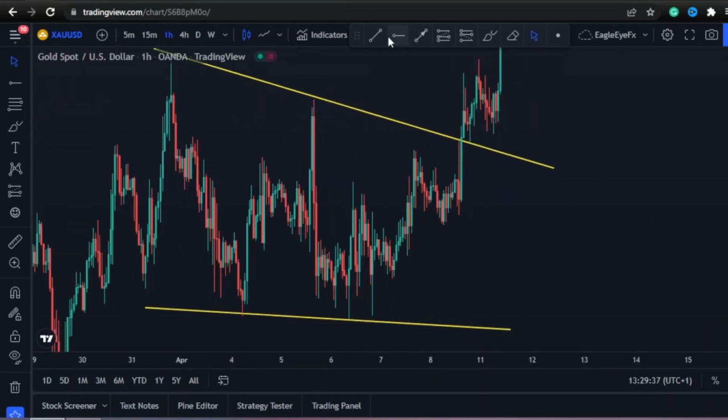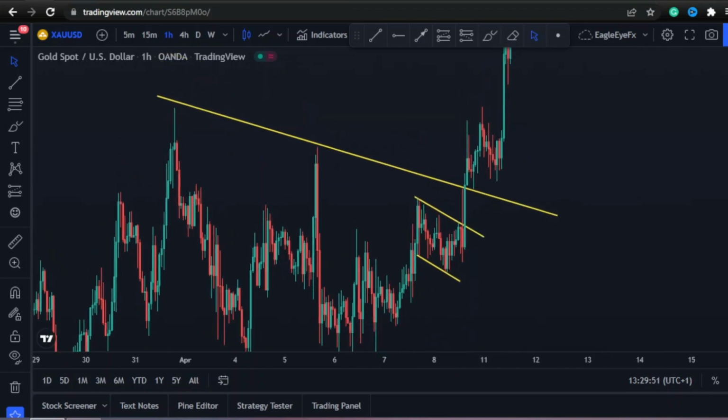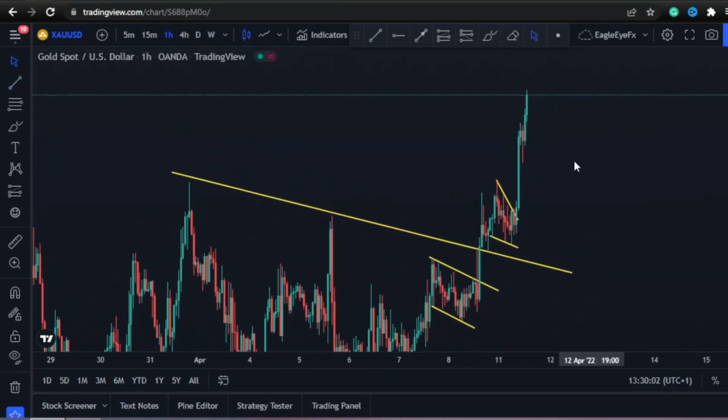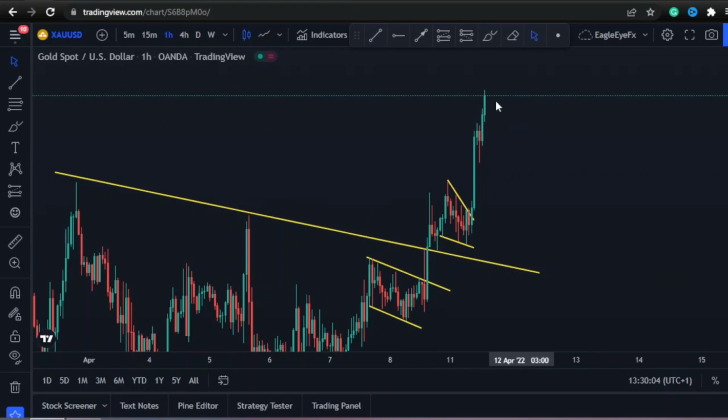Okay, there was another setup here. So you can see there was another flag here. And then you can see that. Yeah, so I remember I told people to buy here. And then you look at that move. Then also I gave out this also. So you can see here that was also another flag, right? Then even here there is a flag here.